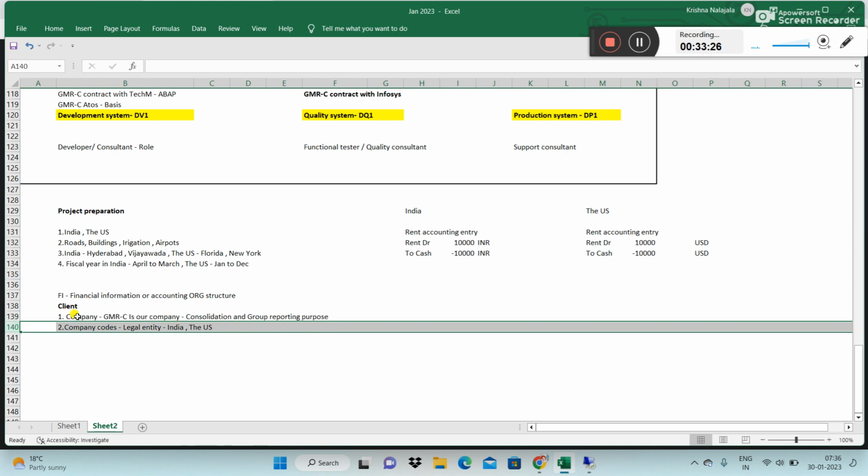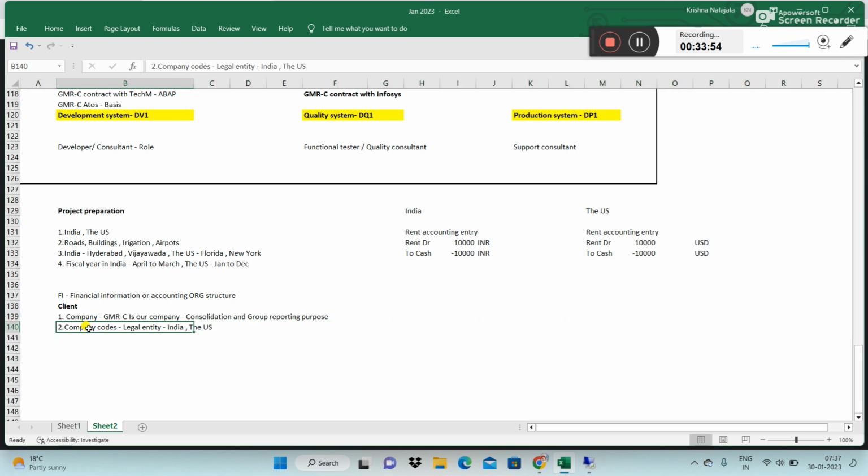Company is only for group consolidation purposes. He'll sit on top and monitor how my business transactions are happening in India and how they are happening in the US. Got it? Yes, sir. This is the main thing you need to remember. None of the business transactions is recorded in a company. Every business transaction is recorded under a company code.